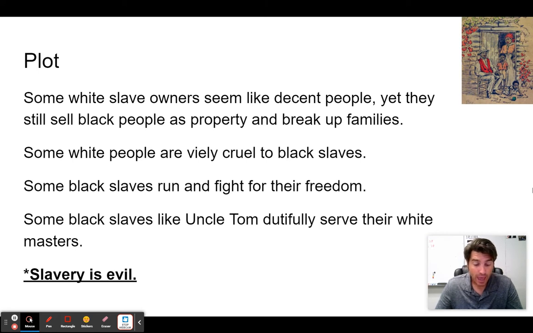All right. After Tom has lived with St. Clair for 2 years, Eva grows very ill. She weakens and dies, but she has a vision of heaven before she passes. Her death has a profound effect on everyone who knew her.